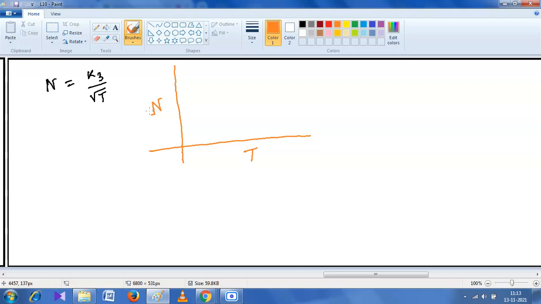Straight line. Why? Y equals mx. How can you say that this is y is equal to mx? Here t is, K3. If the equation is like n is equal to say k3 into t, then you can say this is like y is equal to mx. But the nature is not like that.